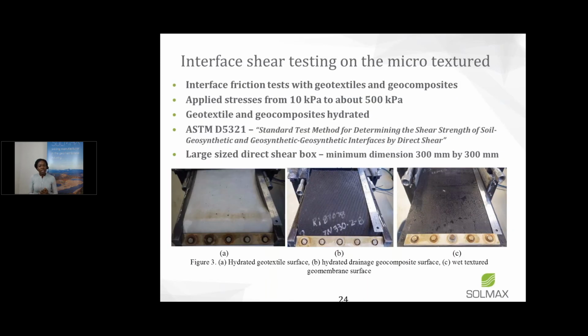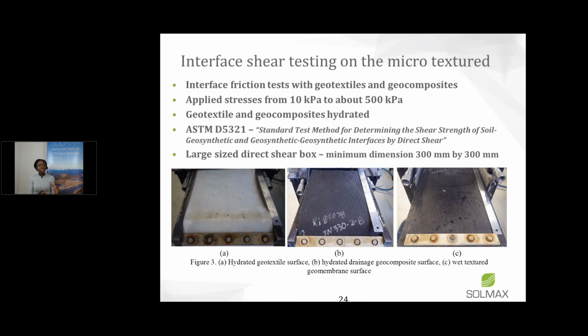So we've done a few tests on the microtextured, and we've compared that with a database of textured materials to benchmark and see how the microtexturing process with a denser concentration of asperity might perform relative to the other ones. So we did interface friction tests in contact with geotextiles and geocomposites, so GCL and drainage geocomposites. And we looked at stresses from 10 kPa to about 500 kPa, or I do apologize for the units here.